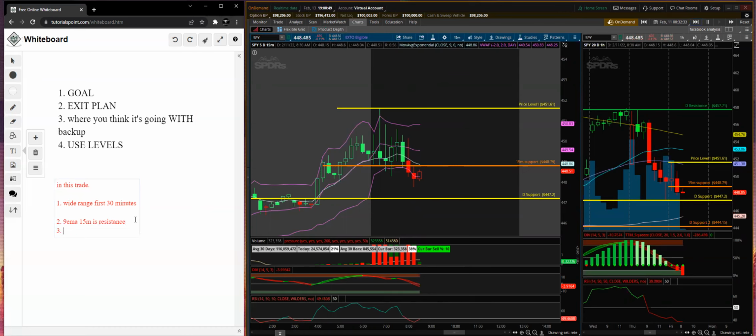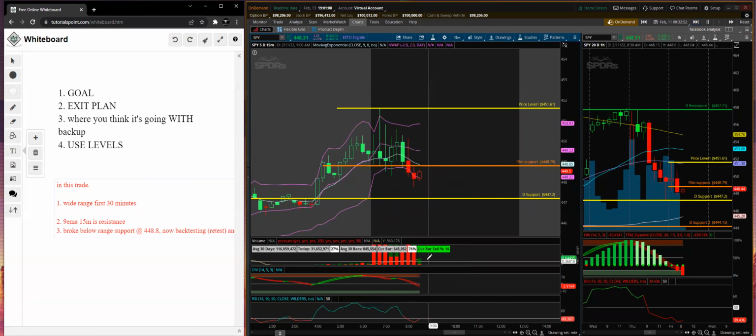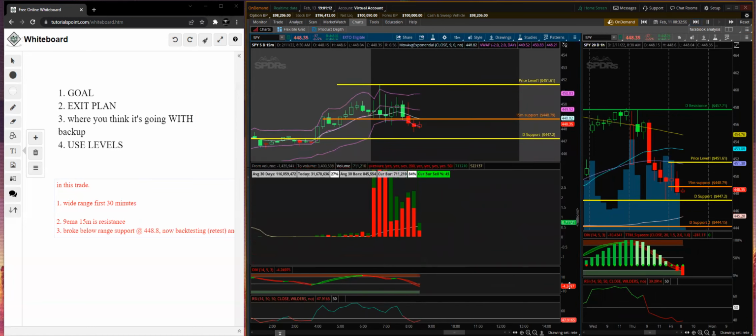So number 3 is broke below range support at 448.80. Now back testing, which means retest and rejection so far. Which you can see right here, we had a rejection right here, and now we're trying to see if we can break this resistance right here. The volume on the selling side is higher than buying side right here. You can see right here.